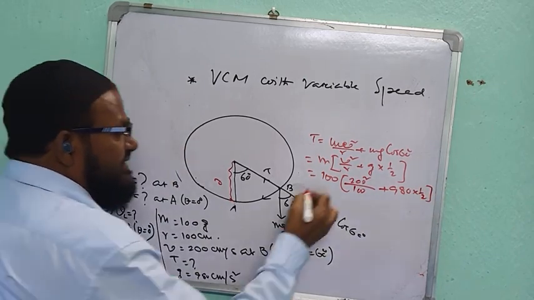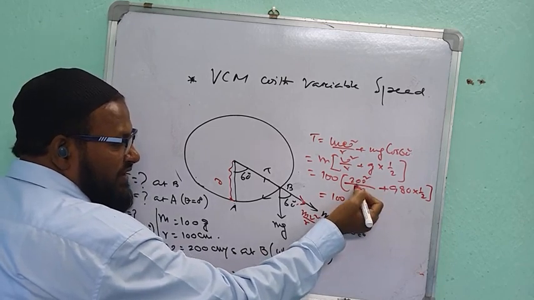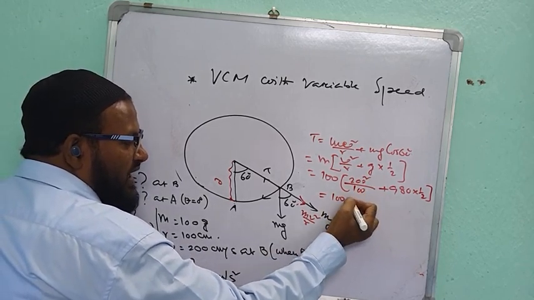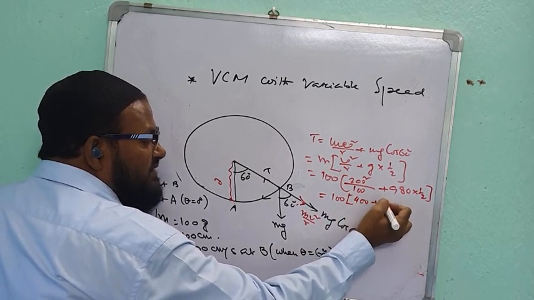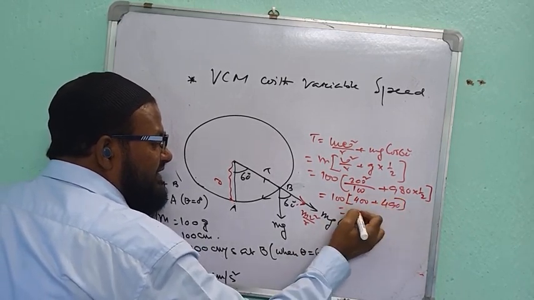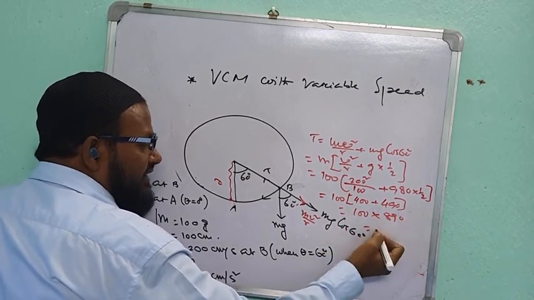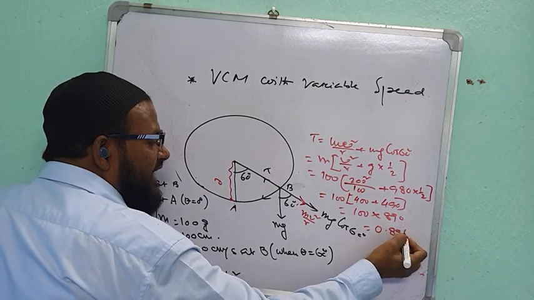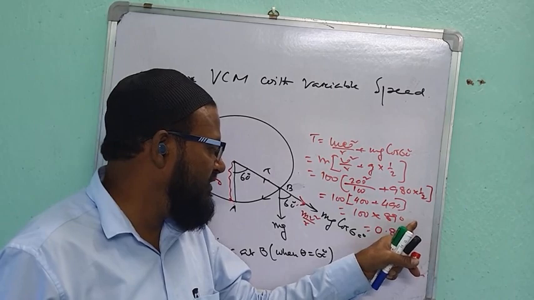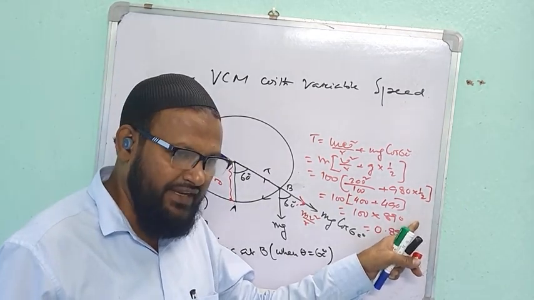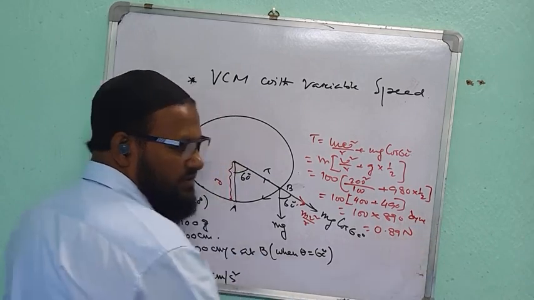Here, please see here. This is 100. This is 200 into 200. Now after cutting, what is this? 400 plus 490. What is this? 100 into 890. You can write here 0.89 meter. How? 0.89 into 10 to the power 5 dyne. After this, the unit is dyne. But here it is meter. Okay?